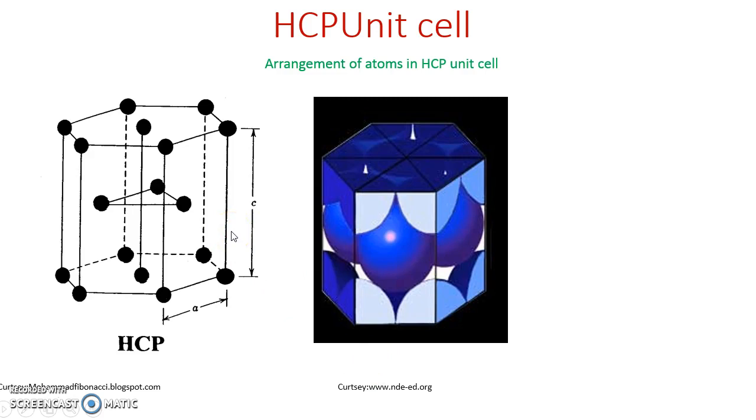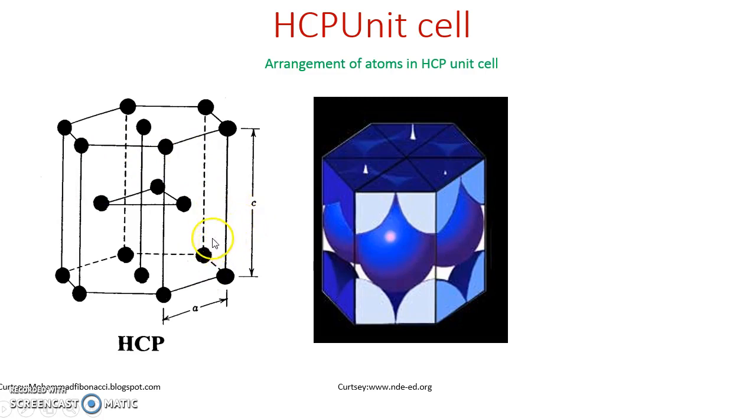Now this picture shows the location of atoms at different lattice sites and the picture of the total unit cell of the hexagonal close packed structure. Here we are observing the hexagonal unit cell having lattice parameter A and height of this cell as C. In this case, the lattice parameters A, B, C are not equal. The relation is like this: A equal to B is not equal to C.